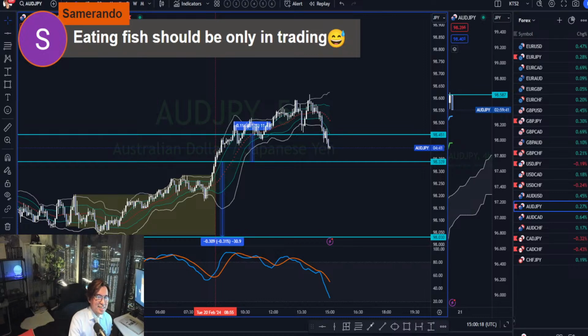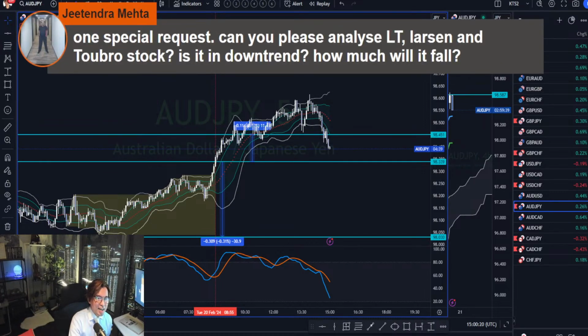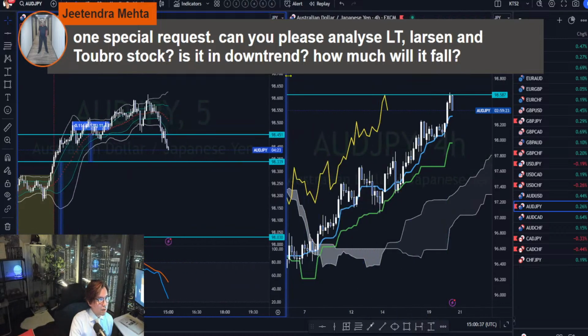Hello, Jitendra says, one special request. Can you please analyze L&T, Larsen and Toubro stock? Is it in a downtrend? How much will it fall? Okay, let me have a look quickly. Is the ticker symbol LT?